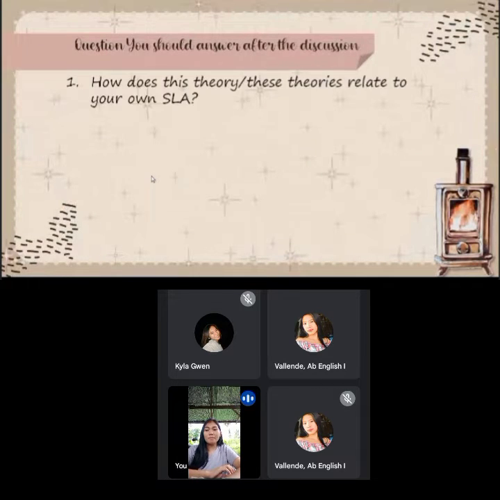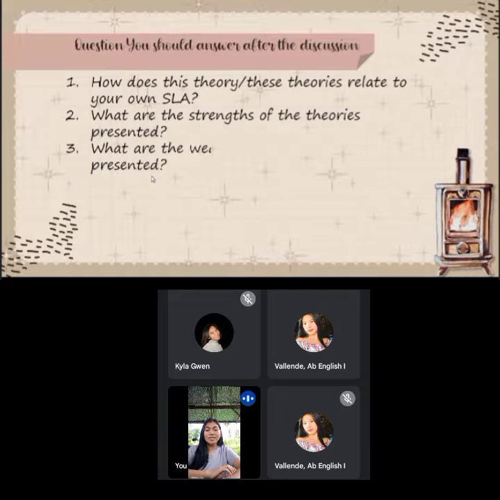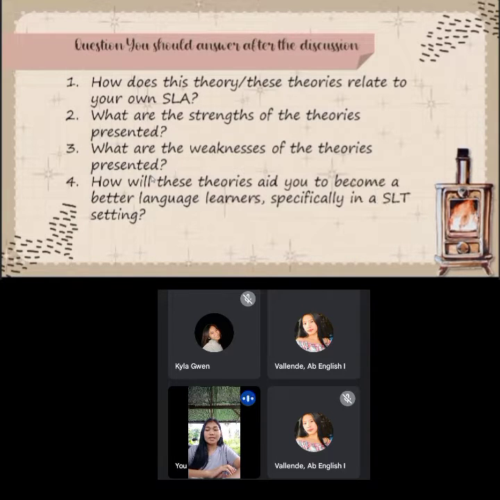But before we go to our main discussion, let us have first our guide questions. These will be the questions up for the discussion. The first one is how does this theory or these theories relate to your own second language acquisition? The second is what are the strengths and weaknesses of the theories presented? And the last one is how will these theories aid you to become a better language learner, specifically in a second language teaching setting? As we go through our discussion, I hope you will have answers to these questions. So let's go first to acculturation theory.